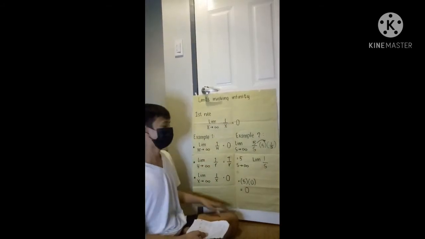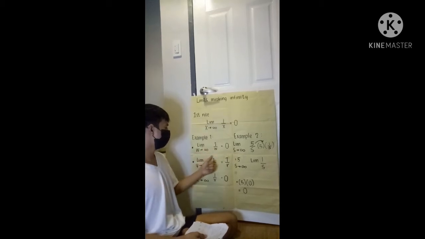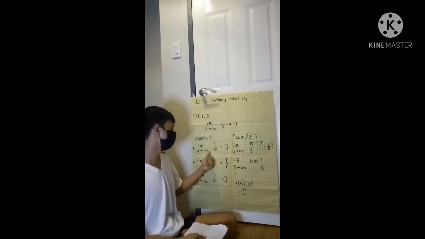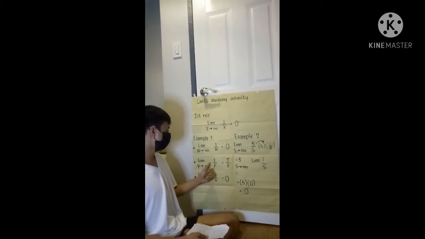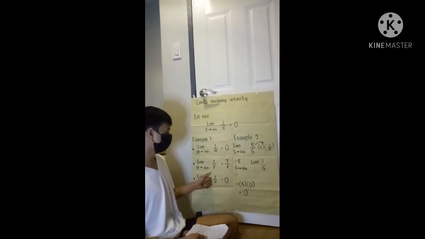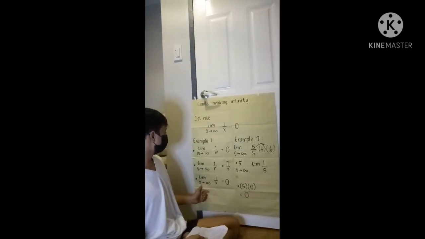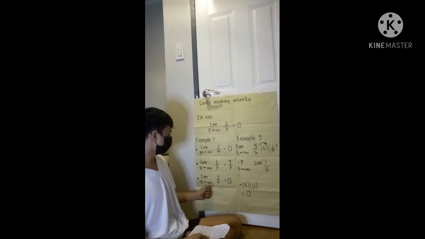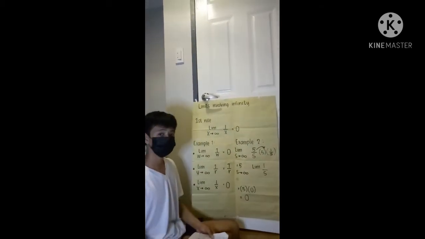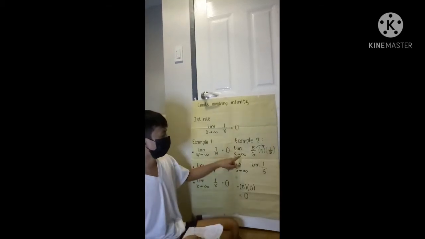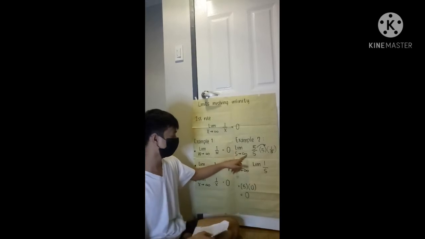Then, this is example number 1. The limit of 1 over w as w approaches infinity is equal to 0. The limit of 1 over y as y approaches infinity is equal to 0. Then, the limit of 1 over x as x approaches infinity is equal to 0. Then, let's go to example number 2. The limit of 5 over s as s approaches infinity.